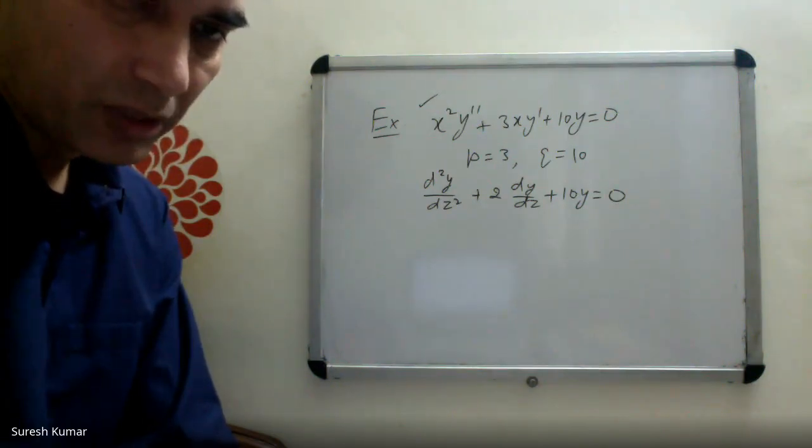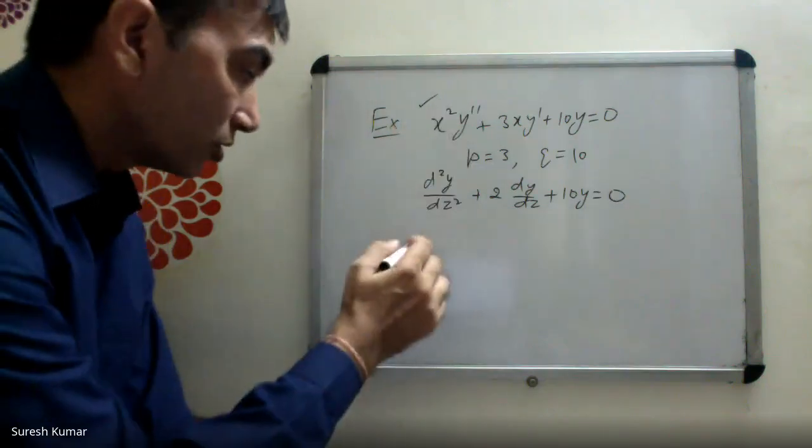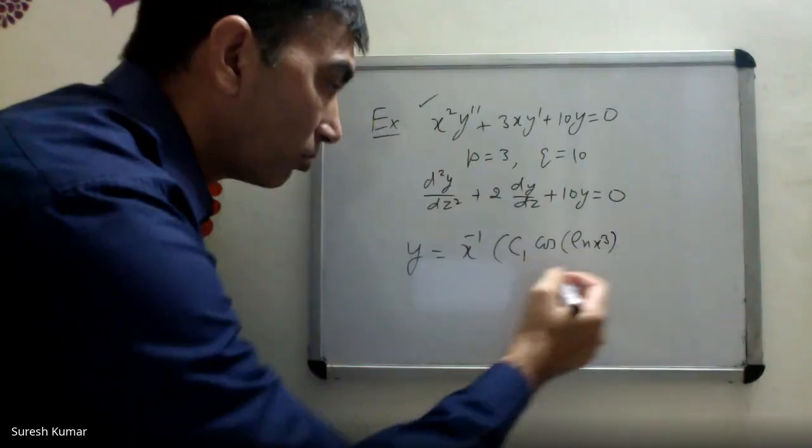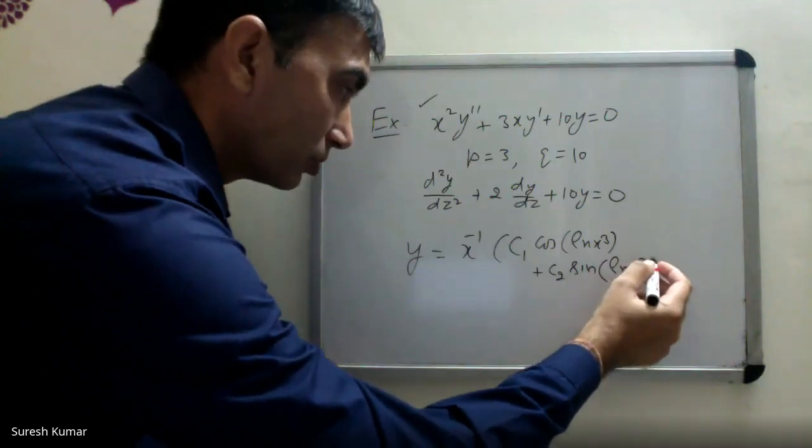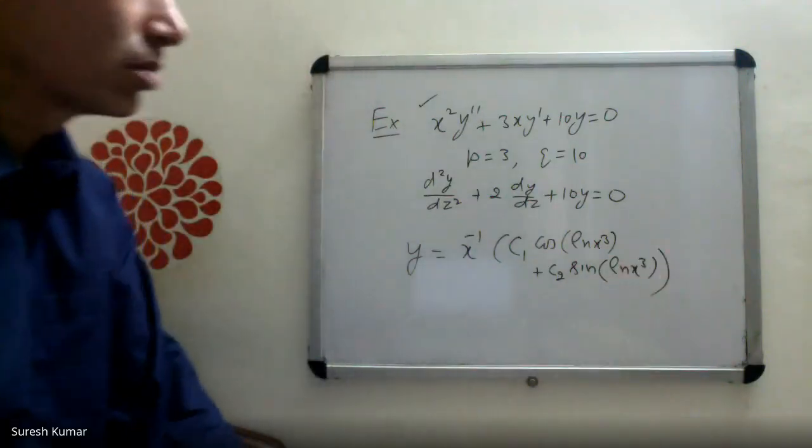Somebody should tell me the final answer for this equation. Sir, y equals 1 by x, c1 cos 3 ln x plus c2 sin 3 ln x. Yes, sir. c1 cos 3 ln x, or you can say cos of ln x cube, plus c2 times sine of ln x. Okay, good.